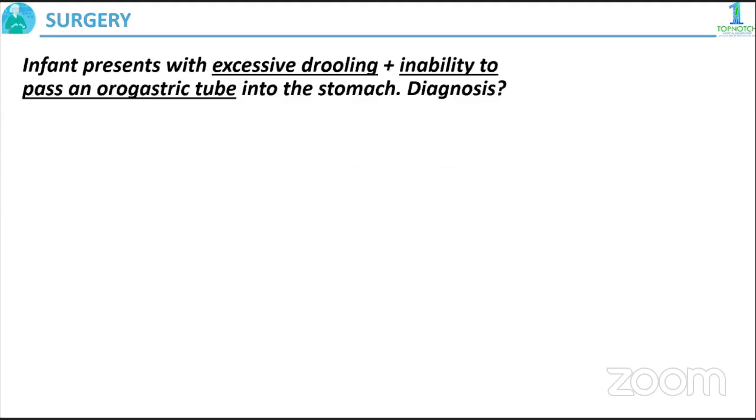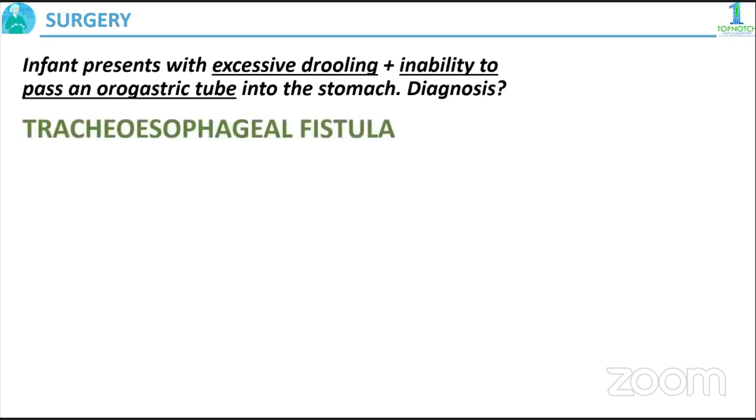Okay, so that's an easy way to remember your motility disorders of the esophagus. Next, infant presents with excessive drooling, inability to pass an orogastric tube into the stomach. What's the diagnosis? The diagnosis is your tracheoesophageal fistula, right? If you can't pass an OGT, there's probably an atresia there in the esophagus. It's usually associated with a fistula, right?